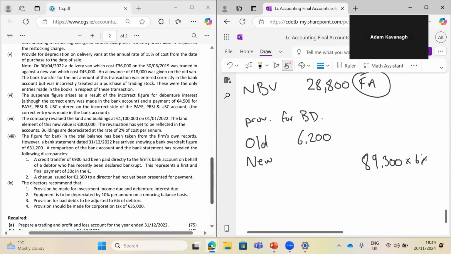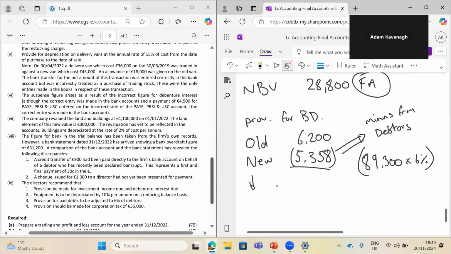And 6% of that. So 6% of 89,300 will give you 5,358. That there is subtracted from debtors in the balance sheet. So minus from debtors. The difference, it's a decrease of 842. And that there is added before operating profit. So that will go in the profit and loss.